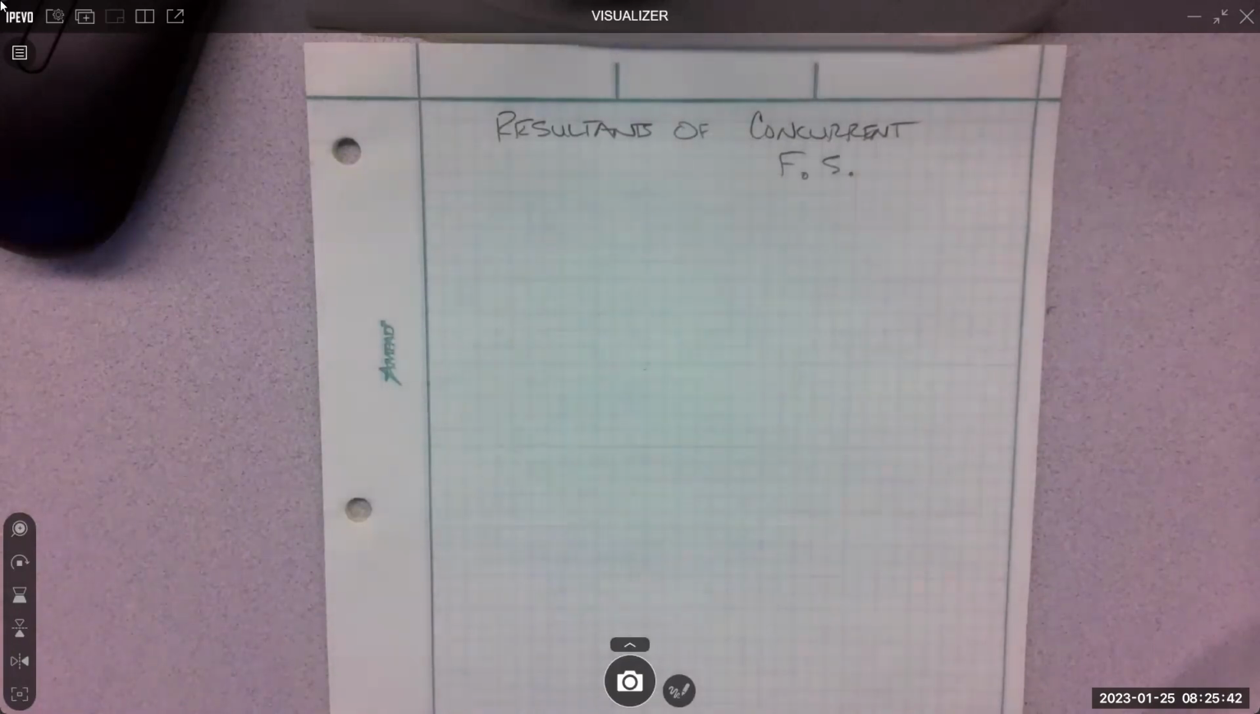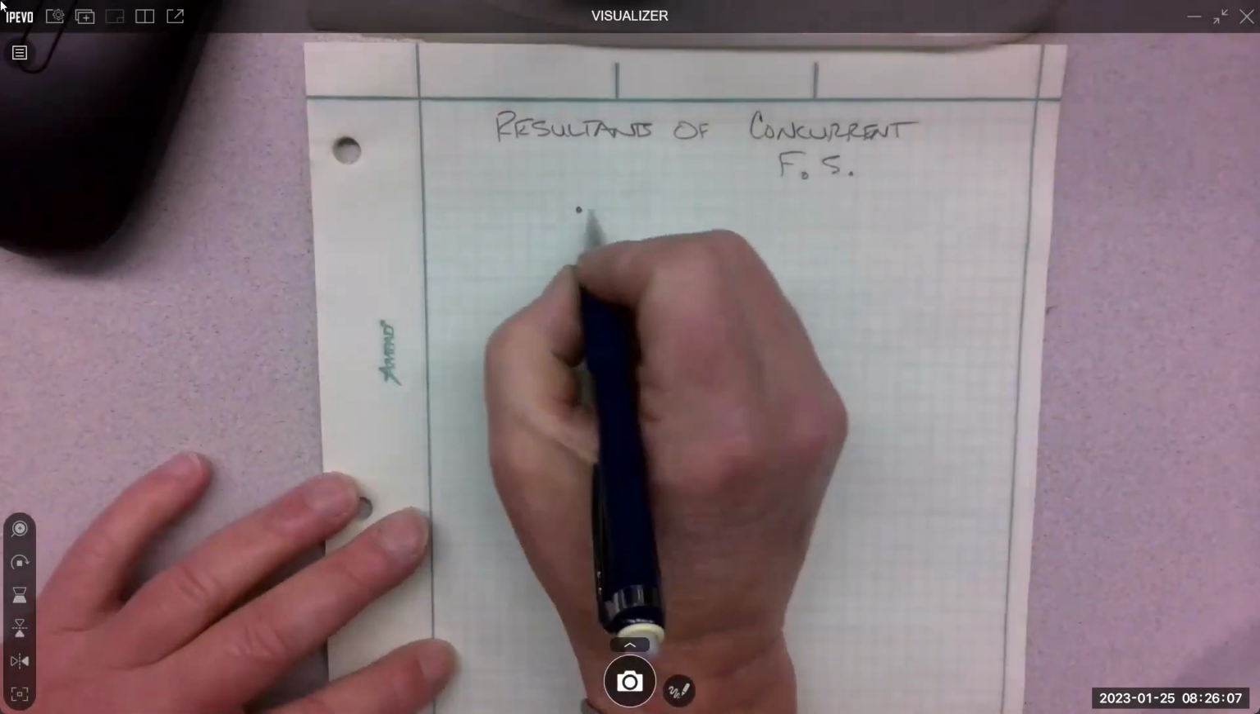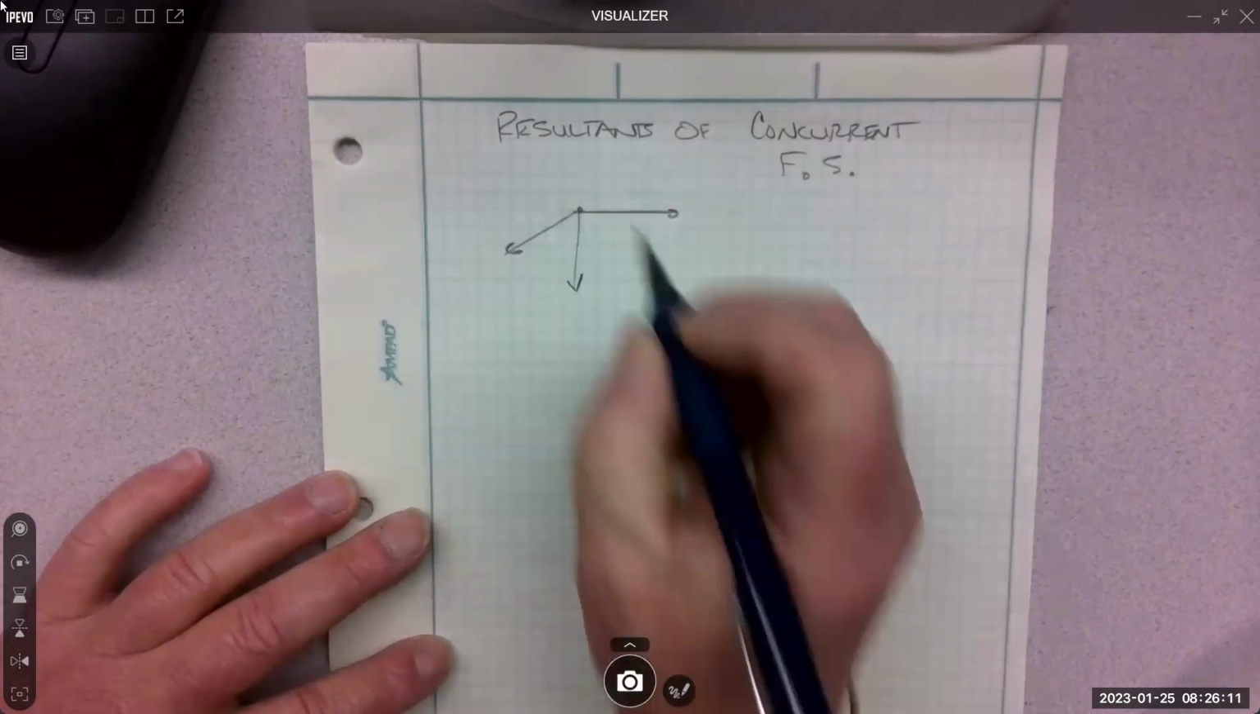What is a concurrent force system? You're at a party Saturday night, hanging out with people, and you really want to tell them what a concurrent force system is. How would you explain that to somebody that's not in this class? Yeah, that's it. All the forces come from the same point, or their lines of action can intersect.